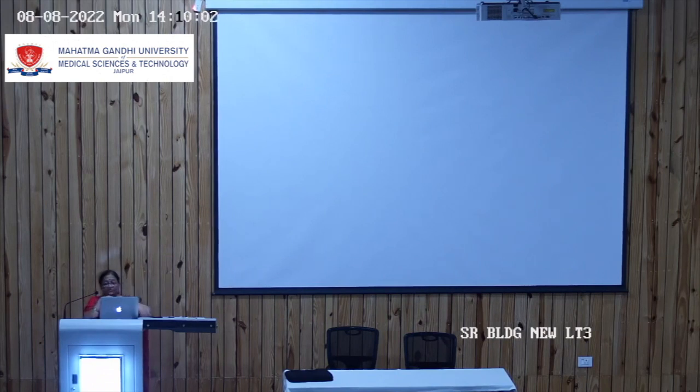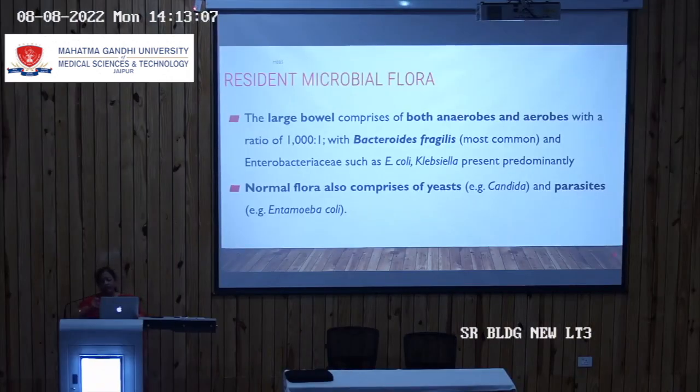Now, the large bowel comprises both anaerobes and aerobes. Even in the mouth there are anaerobes, at a rate of almost 1000:1 with Bacteroides fragilis. So normal flora comprises, besides bacteria, also yeast and parasites like Entamoeba coli.